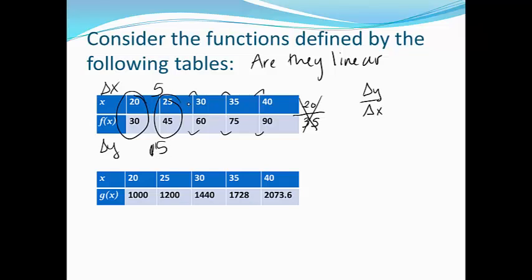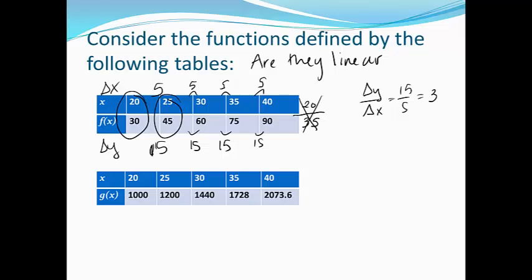The change in x between 25 and 30 is 5. It's 5 between 30 and 35, and 5 again between 35 and 40. Now, the change in the y values between 45 and 60 is 15, between 60 and 75 is 15, and between 75 and 90 is 15. In which case, the ratio of the change in y over the change in x stays the same at 15 over 5 between each coordinate pair.